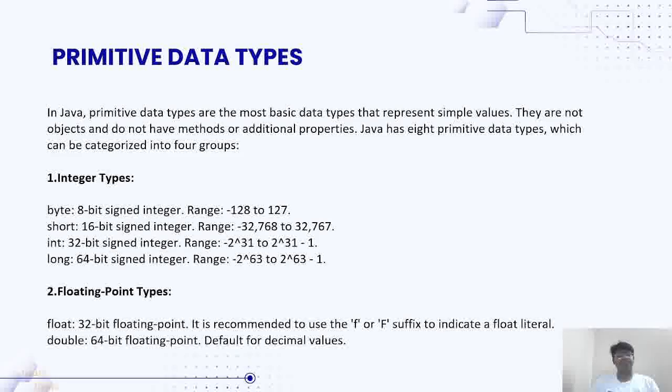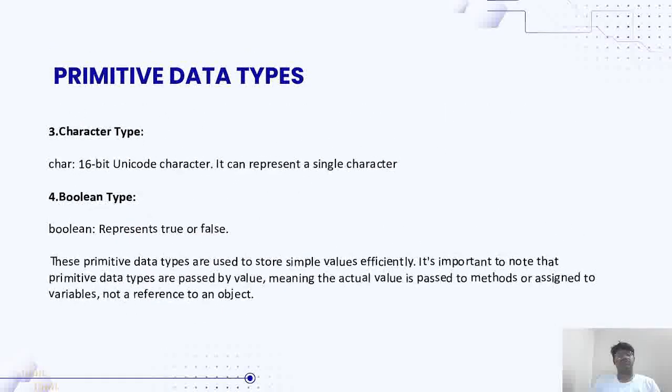Floating point types. Float. 32-bit floating point. It is recommended to use the small f or capital F suffix to indicate a float literal. Double. 64-bit floating point, default for decimal values. Character data type. 16-bit Unicode character. It can represent a single character. Boolean type. Boolean represents true or false.